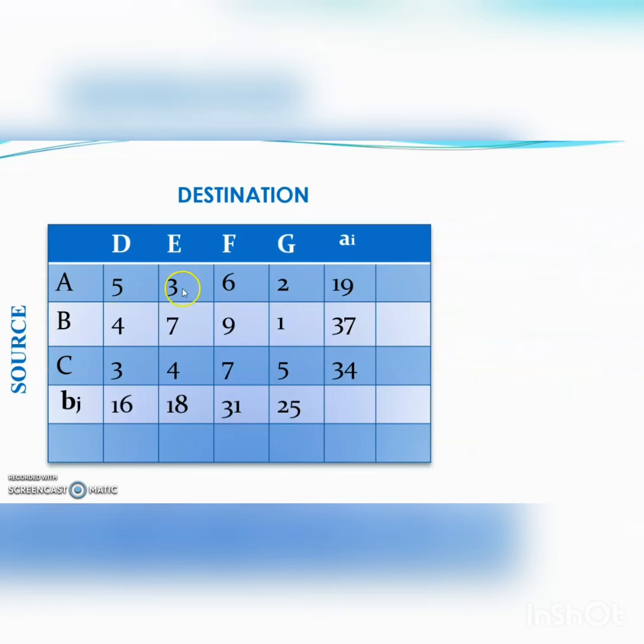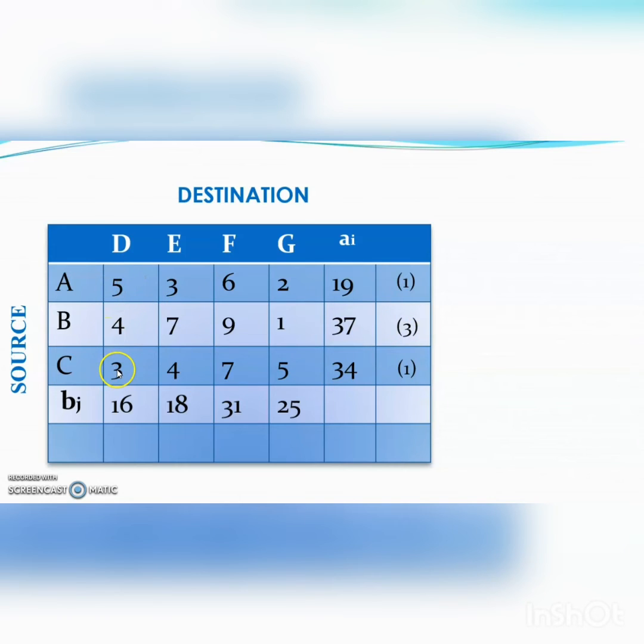Here we see in the first row the minimum cost is 2, and the next minimum cost is 3. So the penalty for the first row is 1, and we write it within the bracket against the first row. Similarly, the penalty for the second row is 3 and the penalty for the third row is 1.